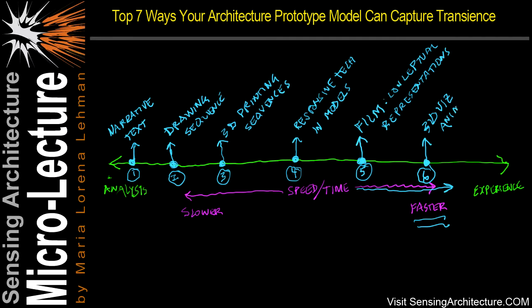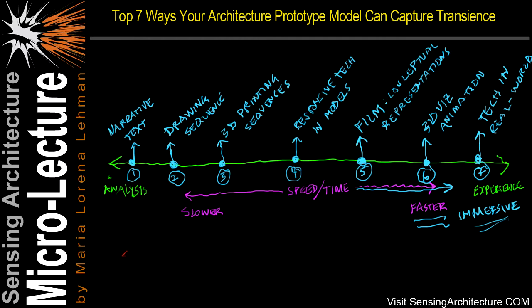And again, as we're traveling along the spectrum to the right, you can see that we're going from representation to more of an immersive experience, which concludes with the 7th way to model or prototype architectural transience, which is by actually using responsive technologies in real-world scenarios. So this, in a sense, increases the scale of your prototype or model and allows you to embed certain technologies that are transient and make space transient into existing spaces to test how they would work experientially for future occupants.